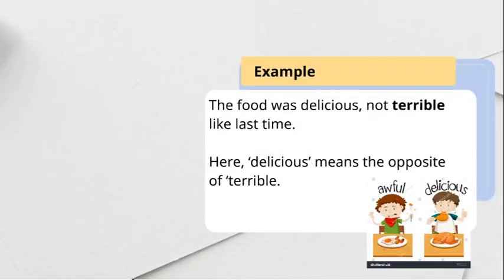"The food was delicious, not terrible, like last time." You all know the meaning of delicious. So here, the other word is the opposite of delicious. So if delicious means good, terrible means bad. So here delicious is the opposite of terrible. So sometimes the difficult word will be the opposite of another word in the sentence, so you need to look for it.